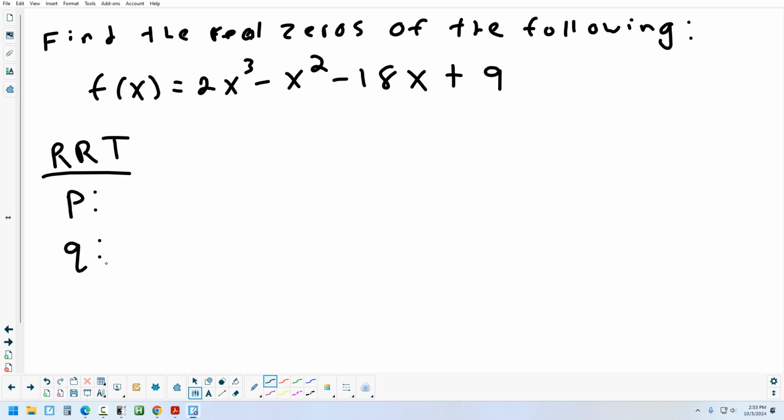What are all the factors of the constant in this case? So factors of the constant would be the factors of the number 9. 1, 9, and 3. Yep. So positive or negative 1, 3, 9. And the factors of q are 1 and 2. Those are the factors of the leading coefficient.